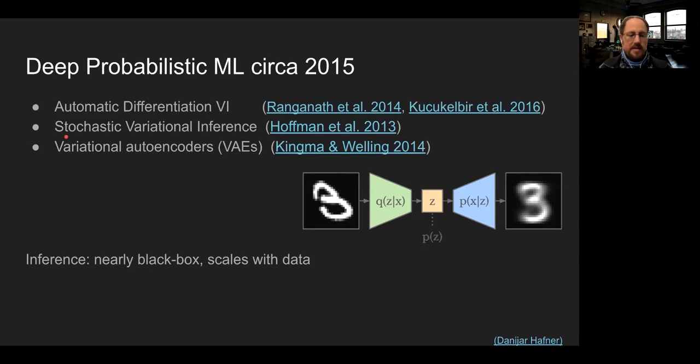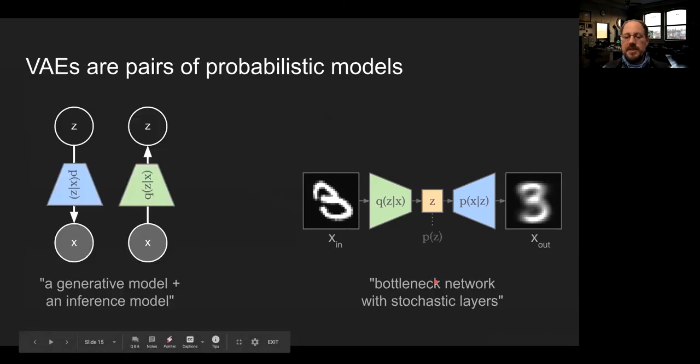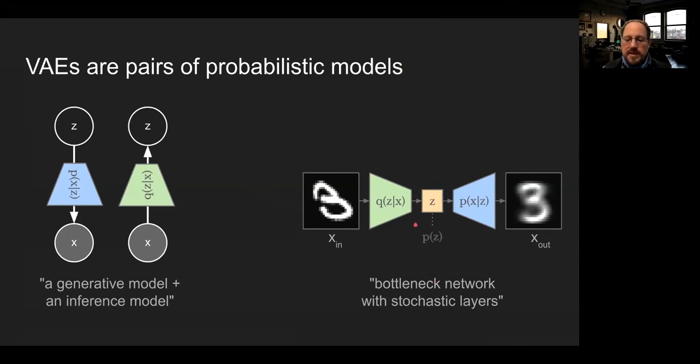And finally, there was this realization that if you look at a particular deep neural network architecture called an autoencoder in a clever way, you can view it as a variational probabilistic model and inference algorithm. So here I have a picture of a variational autoencoder. And variational autoencoders kind of changed the deep probabilistic machine learning field, because they allowed nearly black box inference and they could scale with data. So let's look at this variational autoencoder in a little closer detail.